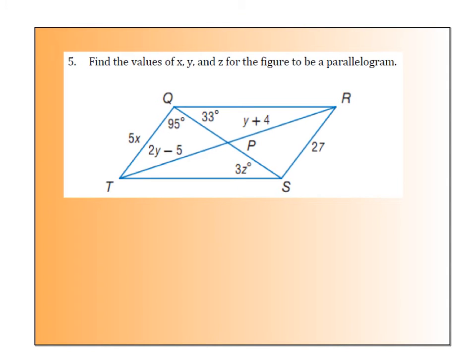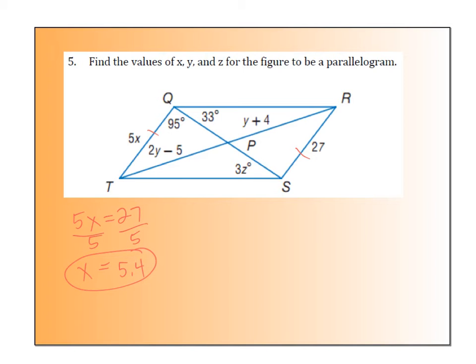Please pause the video and try number 5. So you're supposed to find x, y, and z. I don't think it really matters where you start. If this is a parallelogram, opposite sides are congruent. So the 5x should equal the 27. Divide by 5. x turns out to be 5.4.